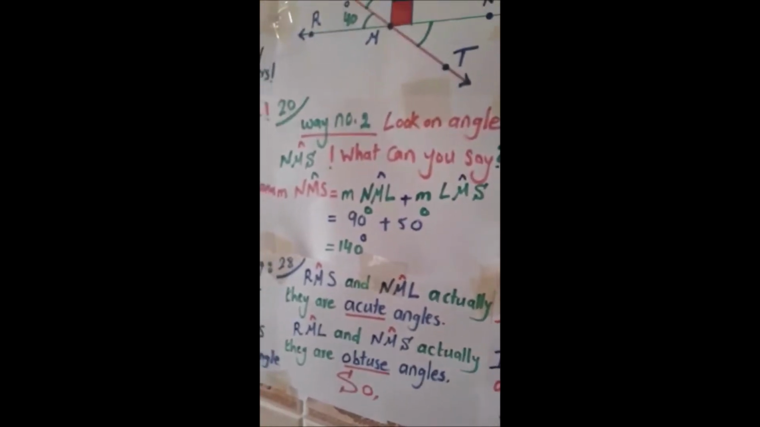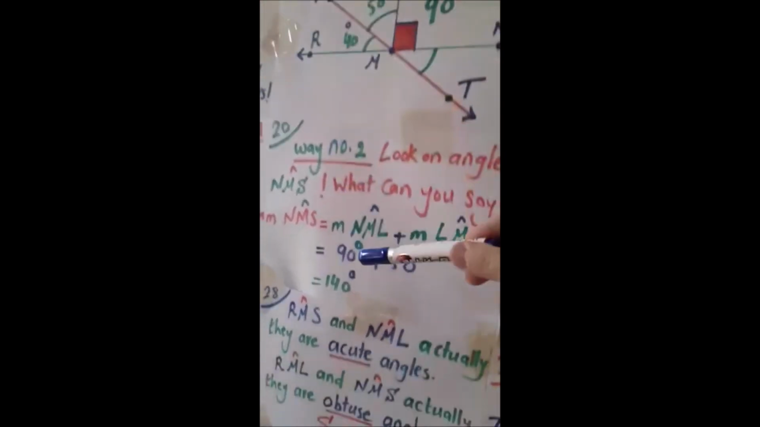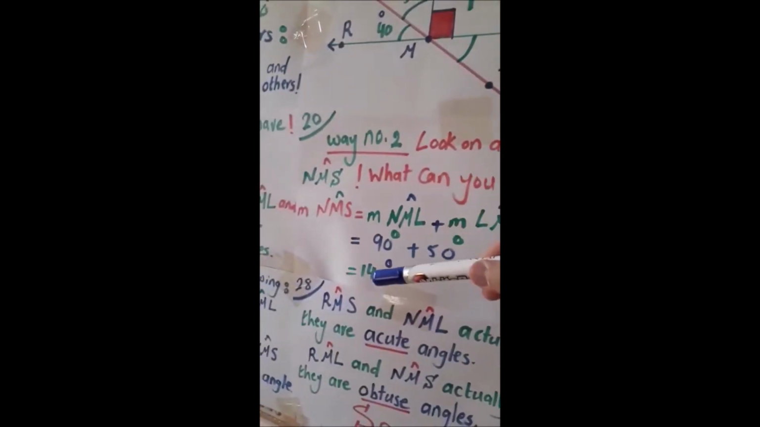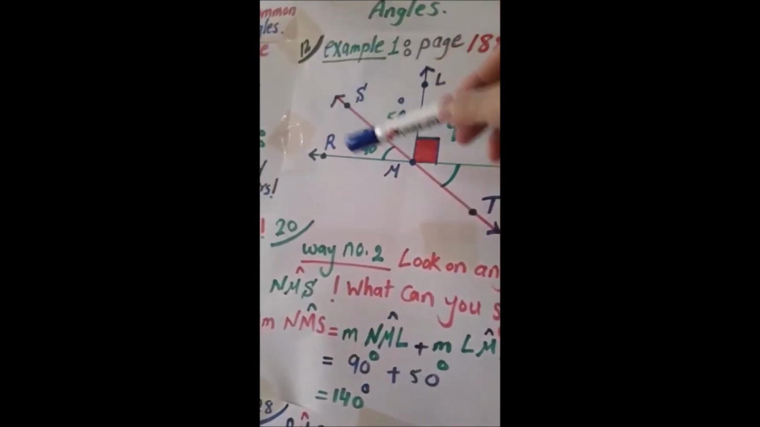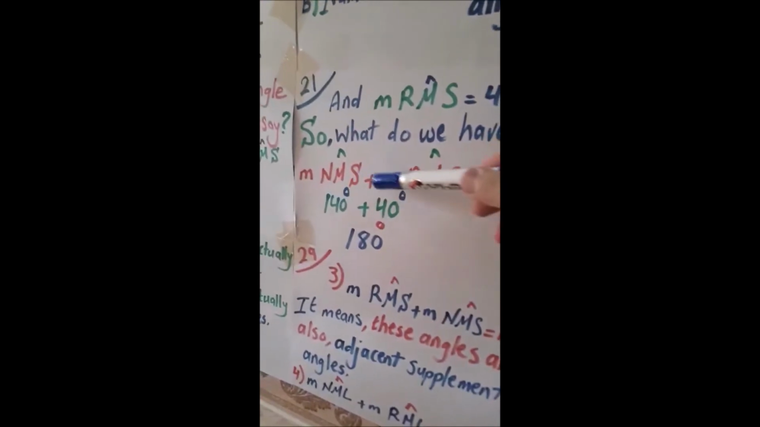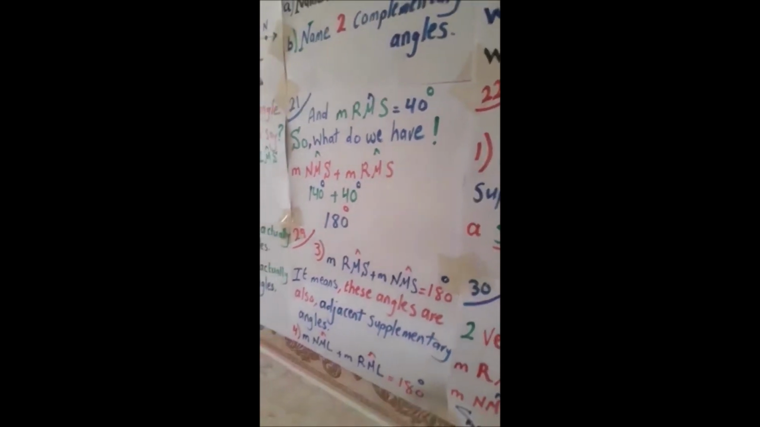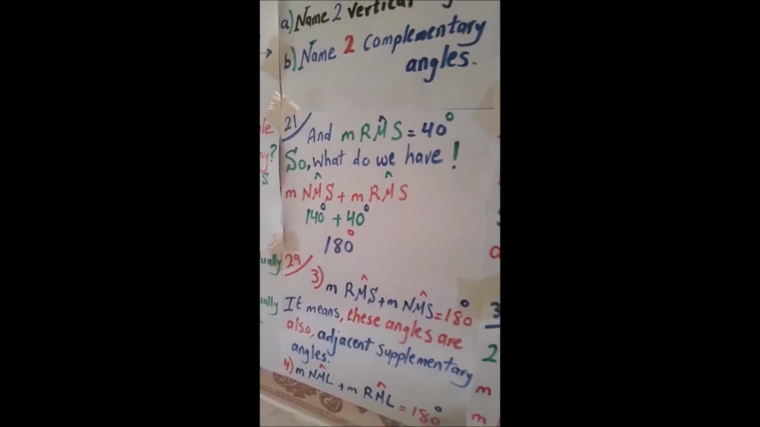NML is 90, this one is 90, and 50 for LMS. So this angle, its measure is 140. Because of this, we say it's obtuse. And the small one, RMS, is 40. If you add them, the measure of NMS plus the measure of RMS, 140 plus 40, you will get 180.